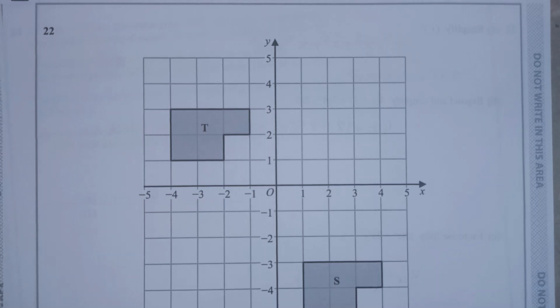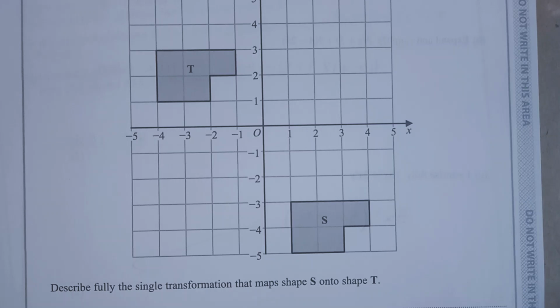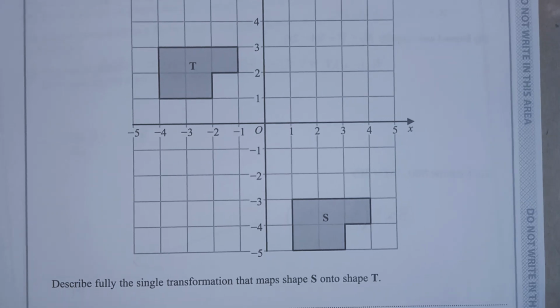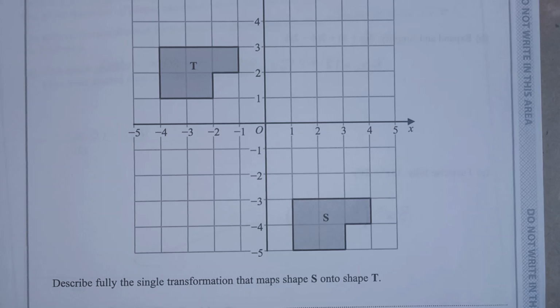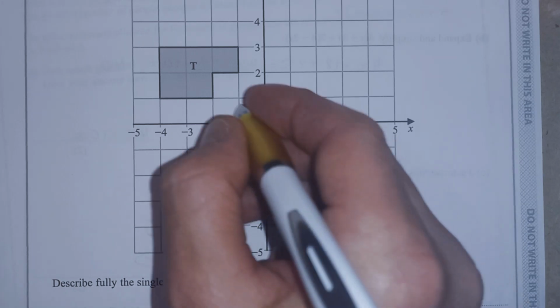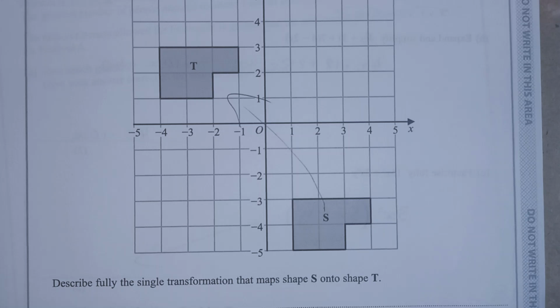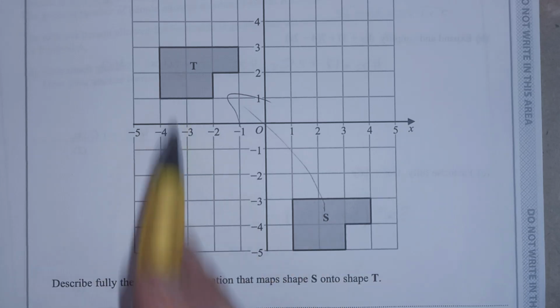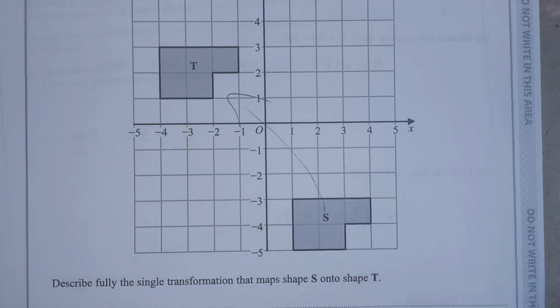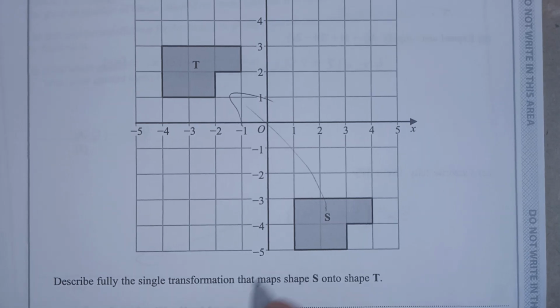Okay, question 22. So we've got a picture T, picture S, and our coordinates on our axes here. And they're asking us to describe fully the single transformation that maps shape S onto shape T. So we're going from this one to this one. Okay, transformation. Well, we haven't got any twisting going on or reflections because it's in the same rotation as the one here. So what we have got is a translation here. Translation just means it's moving. Okay. So how much is it moving by?